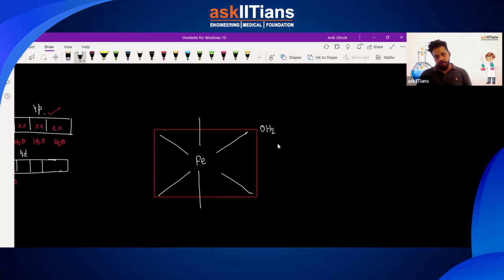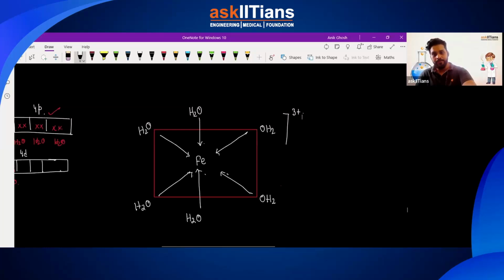H2O, H2O, H2O, H2O. This is your structure of Fe(H2O)6 with overall plus 3 charge. That's it, guys. Simple, isn't it? It's a very simple thing. It's very, very important, but very simple actually. Let's go for the next one.